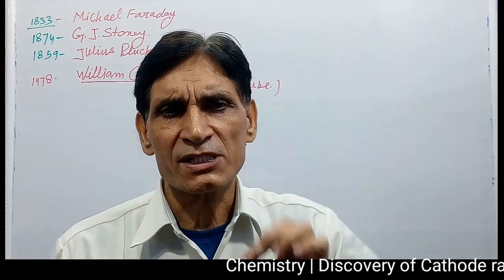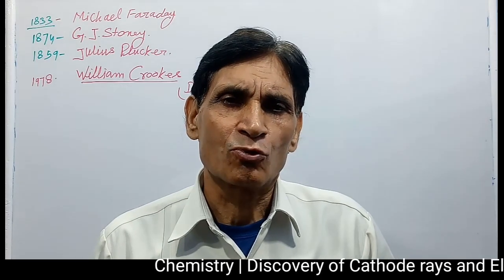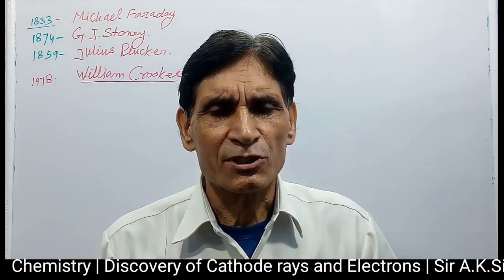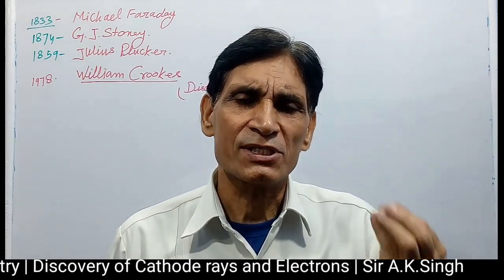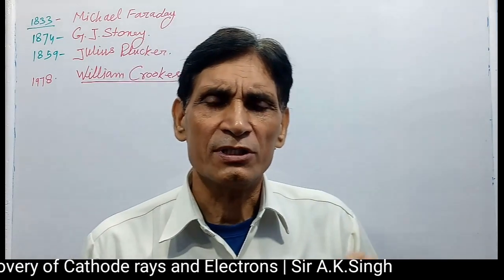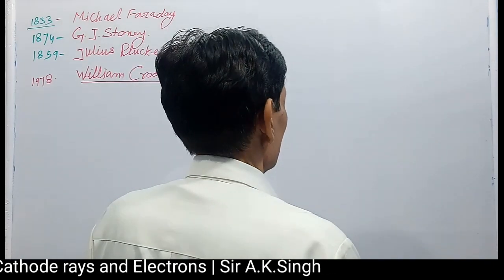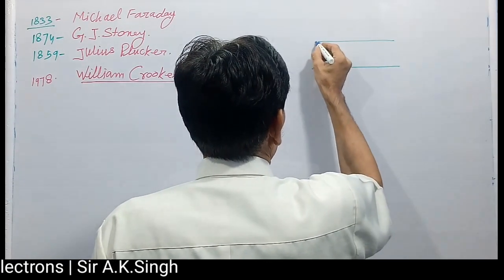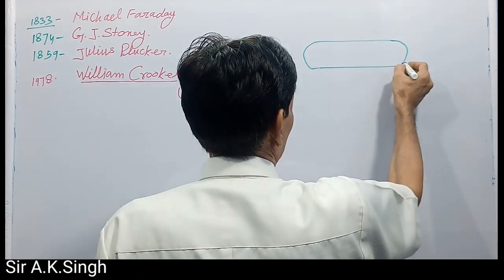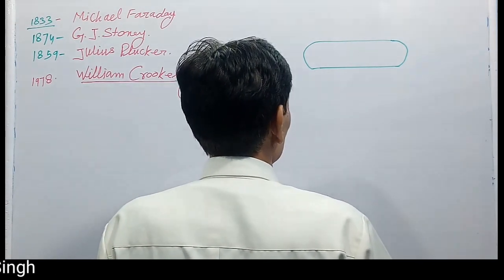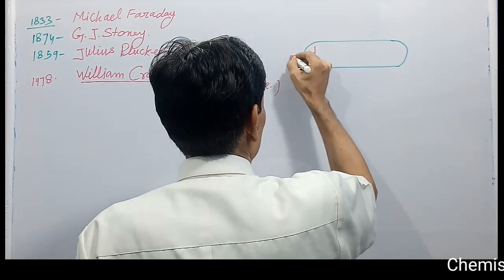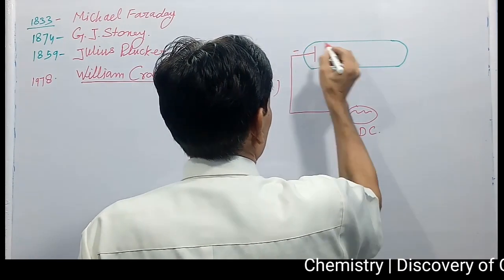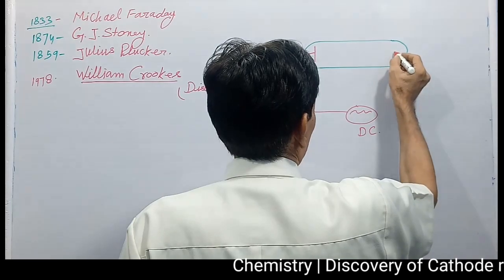This tube is also provided with a side tube through which, by using a vacuum pump, gas or air from inside the tube can be pumped out and the pressure can be lowered. That is called a discharge tube. Let us see its picture also. This is a discharge tube about 50 centimeters long, and in this tube there is a metal plate connected here to the DC power source. This is the minus plate, and here another one is sealed.